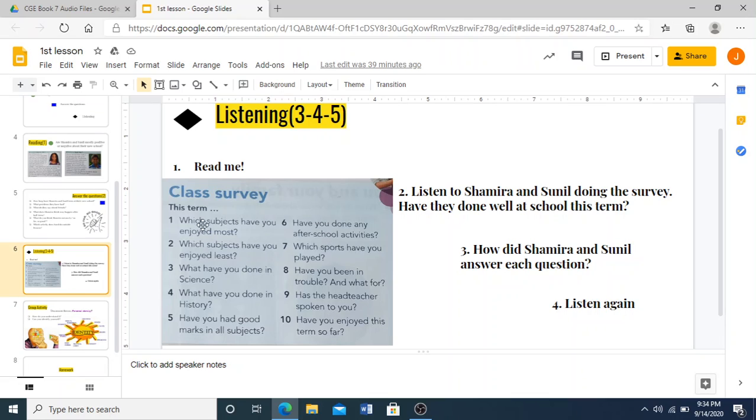Here is a class survey which has some questions, okay? Sunil and Shamira had answered these questions, but I do not have the audio to play. So we are going to do this survey on ourselves and answer these questions, and we can share these answers to the class. The survey is this: each and every one of us is going to answer these questions as part of this survey so that we can see how we are settling into school and what we are doing so far, and compare ourselves to Shamira and Sunil.